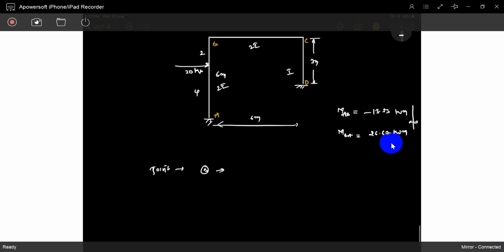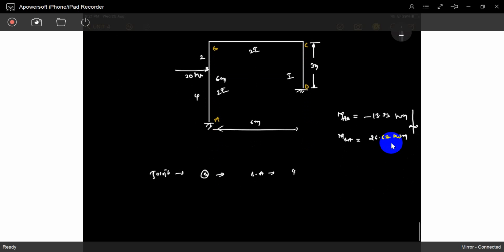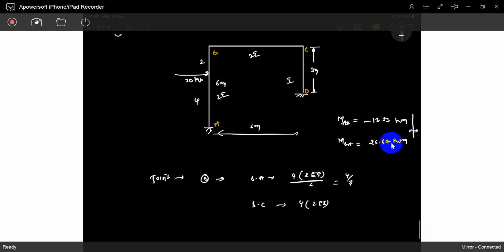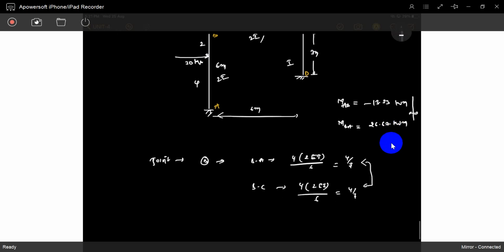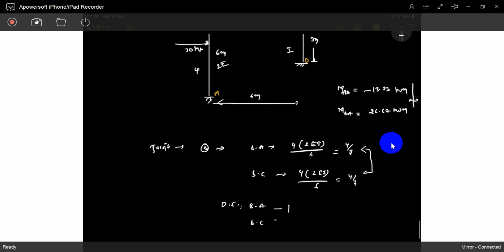Take joint B. For BA, it is 4EI by length 6, so again 4 by 3. For BC, 4 times 2I divided by 6, so again it is 4 by 3. No need to add, because both are the same. That means the distribution factor for BA and BC is 0.5, 0.5. Both have the same stiffness, so the moment is distributed equally.